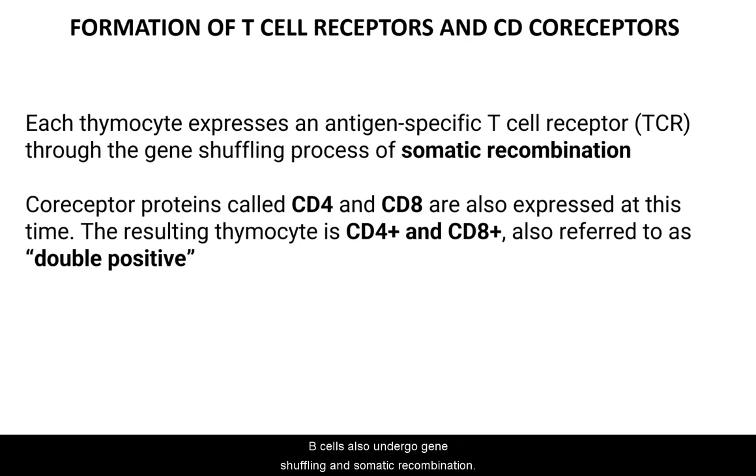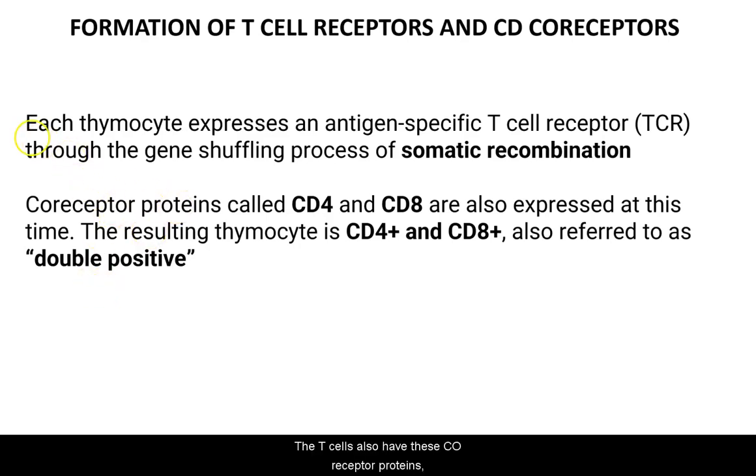B cells also undergo gene shuffling and somatic recombination. Now, the thing to remember is that each T cell is going to have identical T cell receptors on its surface that can only interact with one particular antigen. Okay, but you've got a bunch of T cells in your body, and each one has different T cell receptors on it. So altogether, your immune system can interact with countless antigens.